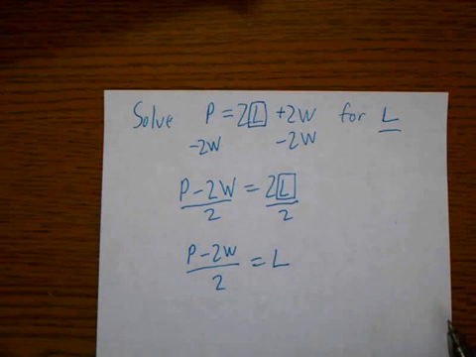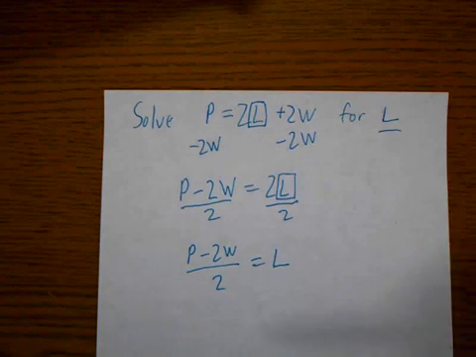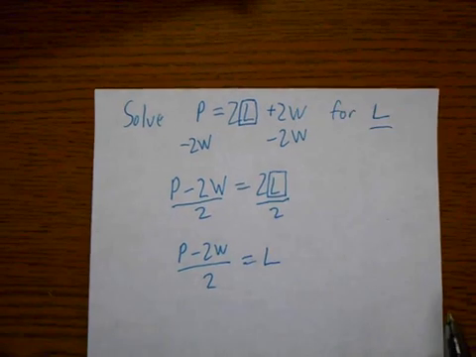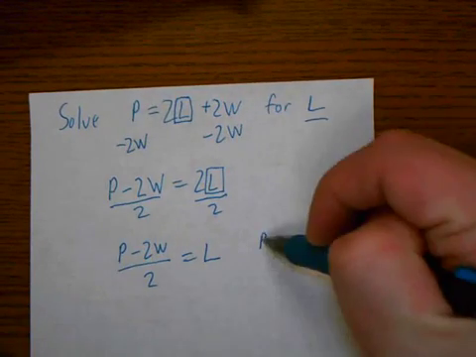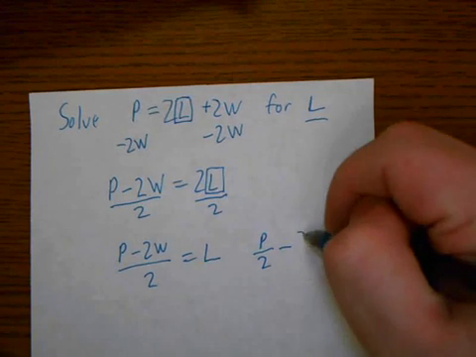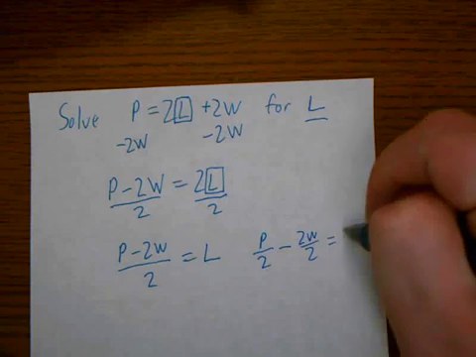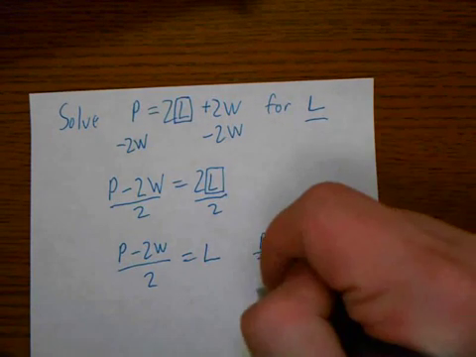Now, on the milestone, since it's multiple choice, they might present this in a slightly different format. So if you were to solve it to this part and you did not see this answer on there, the last thing you could do is distribute that dividing by 2 into each part of those. So if we divide both sides by 2, we would have P over 2 minus, and then a 2W over 2 equals L. We're just splitting that up.